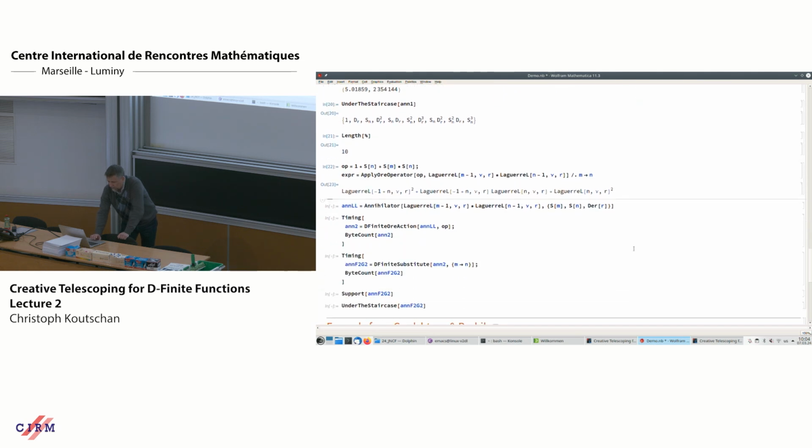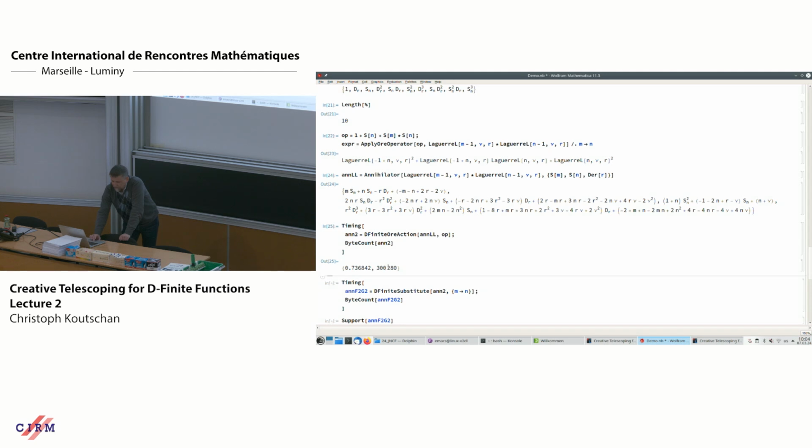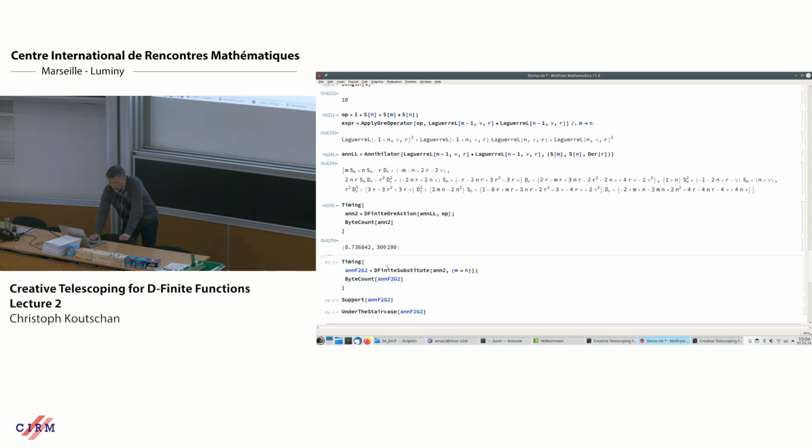And so now if you use this idea for the closure properties, that means you start with this function in m and n. Okay, you get some annihilator. This has now rank 4. Next, you apply the operator, and there's a dedicated command for this. So again, things get big, but not as big as before. And finally, also the substitution can be done algorithmically, and it doesn't increase the rank.